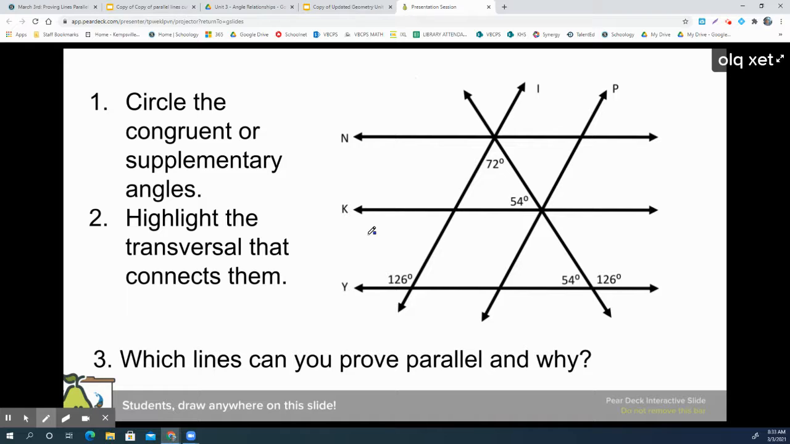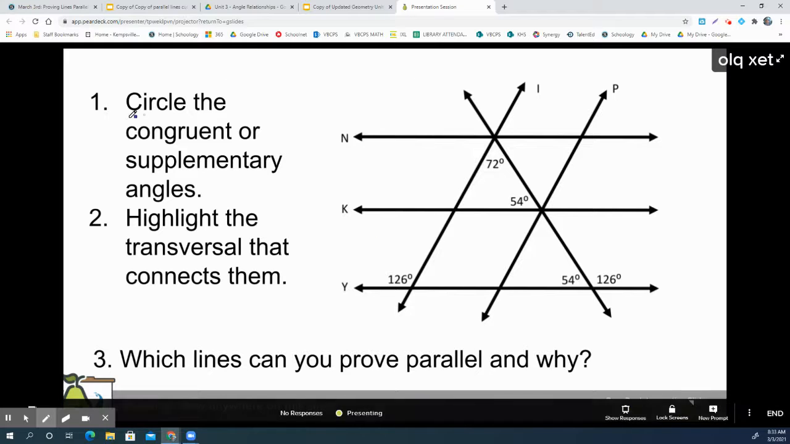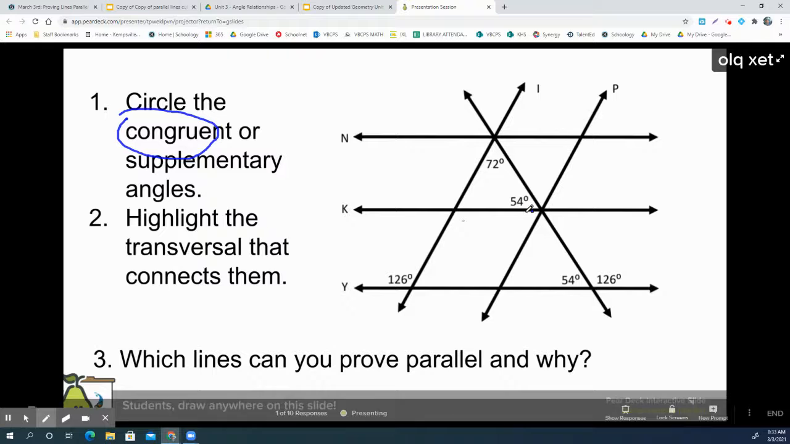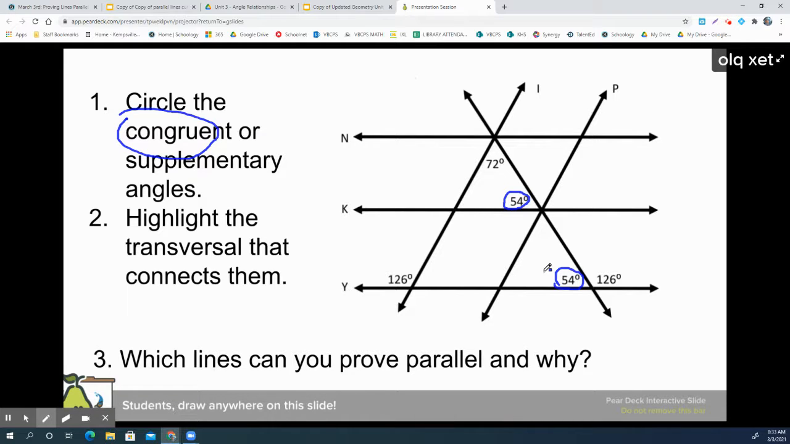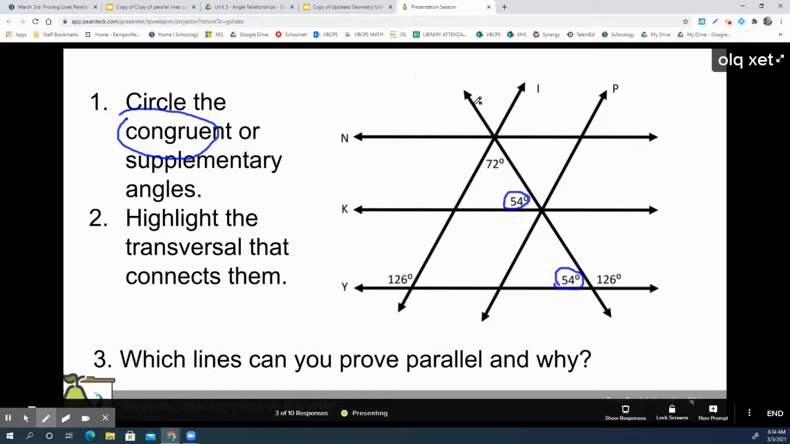Which two angles are congruent? Always look for those congruent angles first. Which numbers are exactly the same? I see a 54 and a 54, absolutely. So let's start there. Always start with the easiest stuff. Do they have a relationship? Are they connected? Yeah, they're connected on this transversal. Let's label that A. So it's transversal A that connects them.